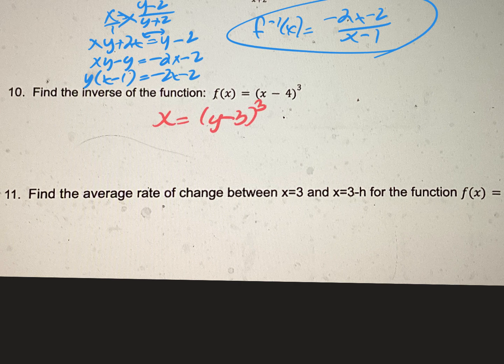Now because that's a cube, the way to get rid of a cube is you take the cube root, so I'm taking the cube root of x, that equals y minus 3. In the last step, I'm going to move that 3 over, so I'm going to go ahead and put that f negative 1. So I have cube root of x plus 3.